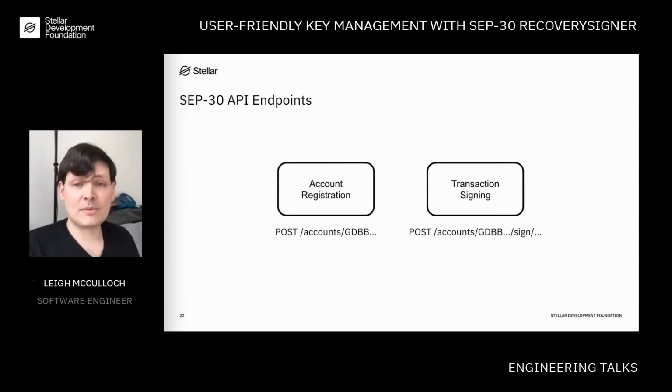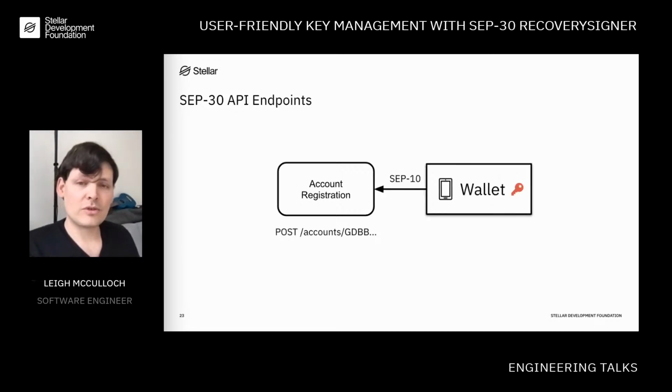SEP-30 defines an API that provides two endpoints, one to register accounts and another to sign transactions for that account. A wallet uses that first endpoint to register an account with the server. In the request, the wallet tells the server what identities are allowed to request signatures for the account. Those identities can be things like a phone number or an email address.